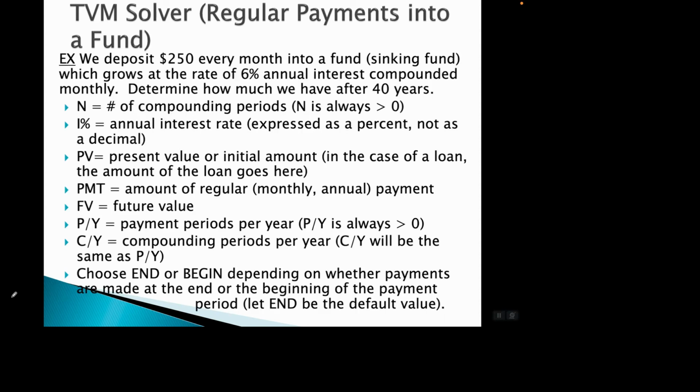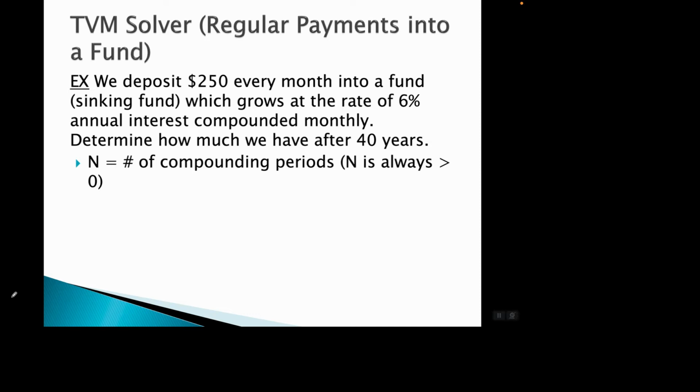Here's all of the information you need. You can copy this down now or take a screenshot, but we'll be going through this bit by bit over the next few minutes. N is the number of compounding periods. N is always greater than 0. In this case, N equals 40 times 12. And you don't need to put down 480. You can just put down 40 times 12, and the calculator is smart enough to know that that is 480.